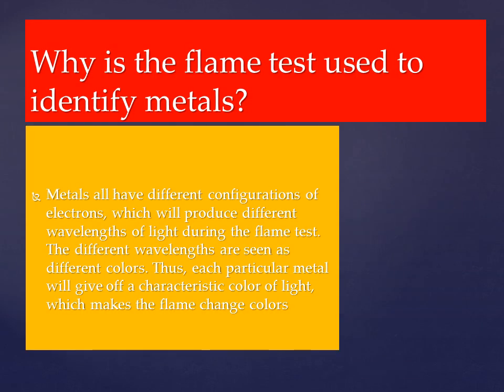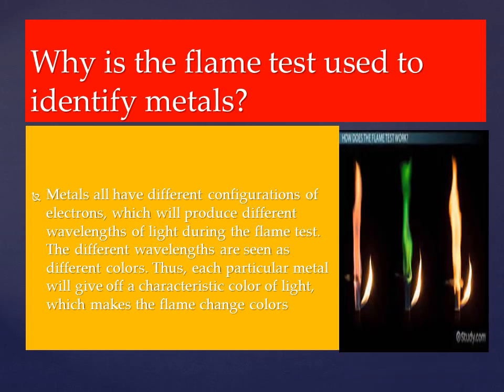Now the question arises: why is the flame test used to identify metals? Metals all have different configurations of electrons, which will produce different wavelengths of light during the flame test. The different wavelengths are seen as different colors. Thus, each particular metal will give off a characteristic color of light, which makes the flame change color.